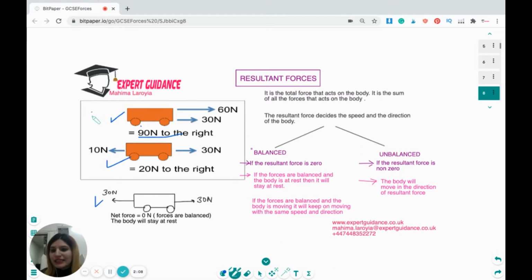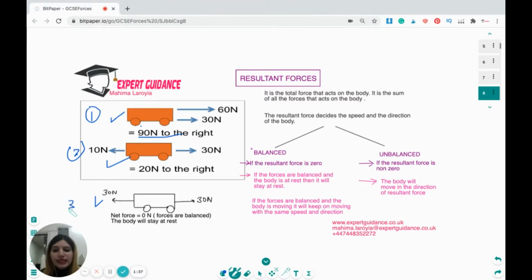Now let's look at the second case. In the second case, I have a 30 Newton force to the right, but 10 Newtons to the left. Since the two forces are acting in opposite directions, they have opposite effects. The net force in this case will be 30 minus 10, which is 20 Newtons to the right. So the body still moves to the right, but the force acting on this body is not 30, not 10. The net force is 20 Newtons.